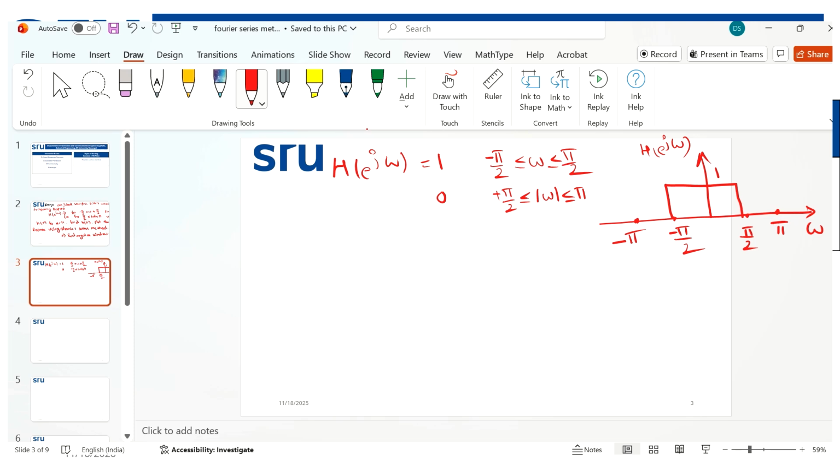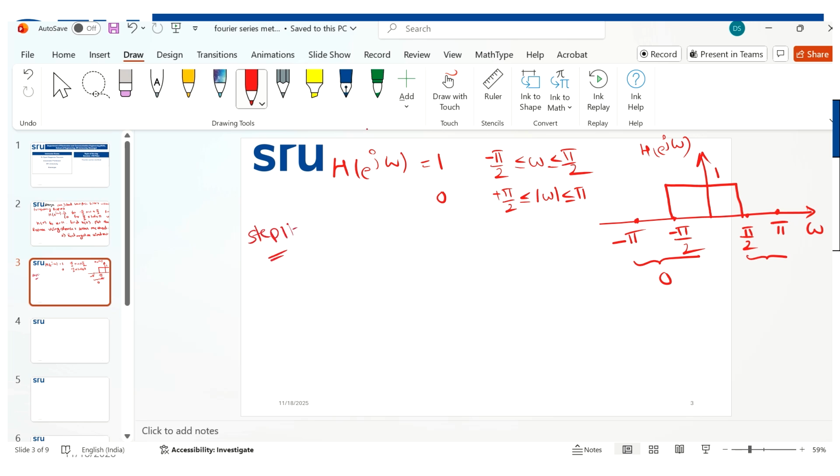Then minus pi to minus pi by 2, what is the amplitude? The amplitude is 0. Again here mod omega means plus or minus omega. So we have minus pi to minus pi by 2 as one range, the amplitude is 0, as well as plus pi by 2 to plus pi, the amplitude is 0 again. Now coming to step number 1.